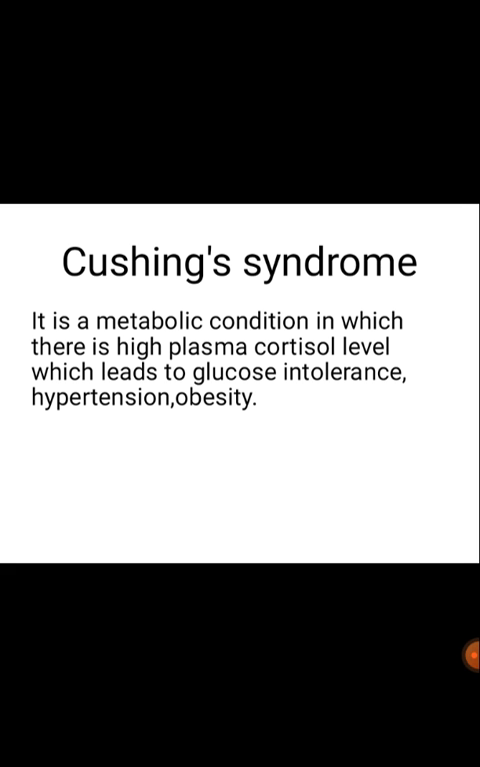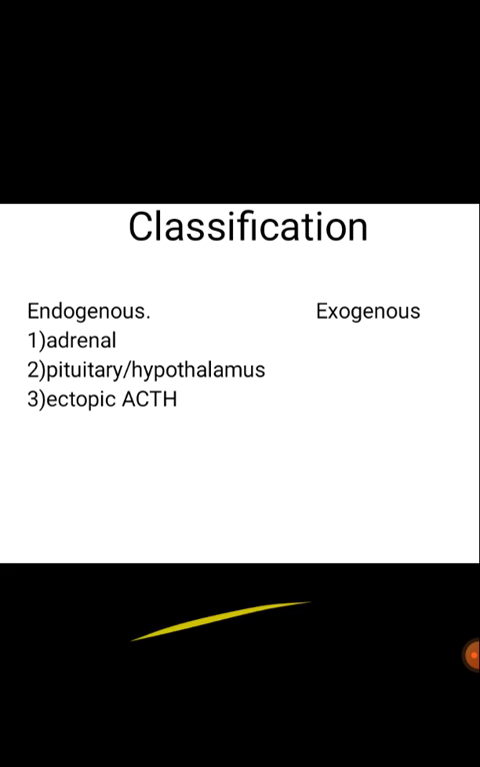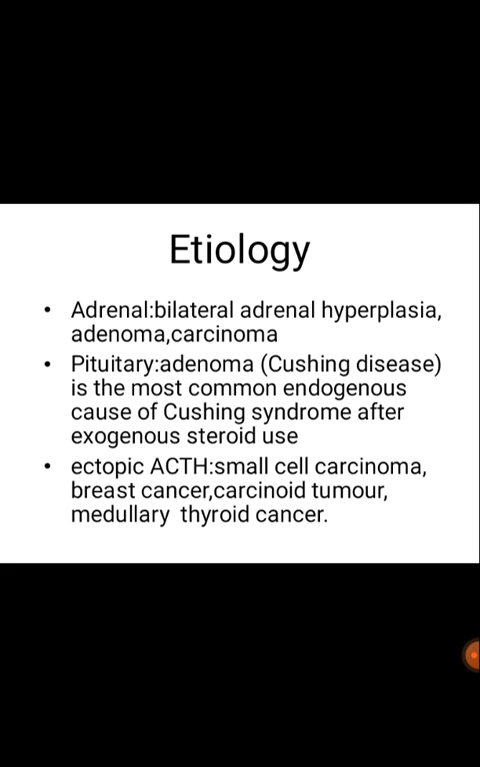Cushing syndrome. It is a metabolic condition in which there is high plasma cortisol level, which leads to glucose intolerance, hypertension, and obesity. Classification. Basically classified into exogenous and endogenous causes. Endogenous causes include adrenal, pituitary, and ectopic causes.